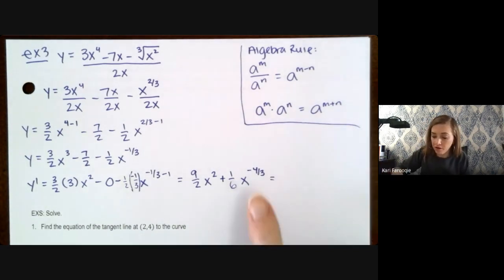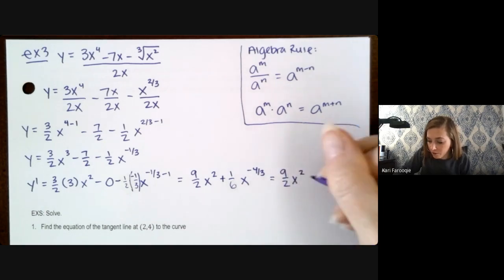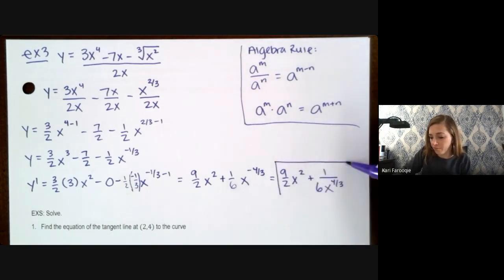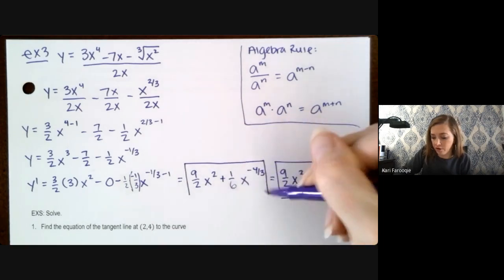You could also rewrite this with a positive exponent as 9/2 x squared plus 1 over the 6 stays in the denominator. X moves down into the denominator with a positive exponent of 4/3. Either one of these, though, is completely fine with me.